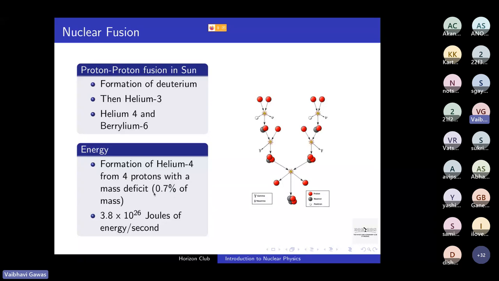And even though the percentage seems very, very small, the number of hydrogen atoms available inside the sun is so high that at any second you have about 3.8×10^26 joules of energy released just from this fusion process in the sun's core.